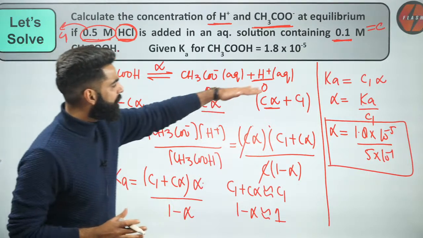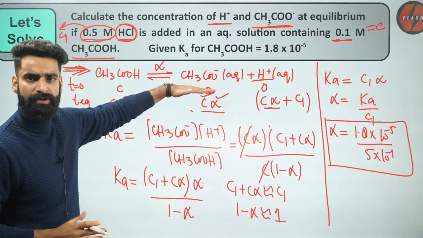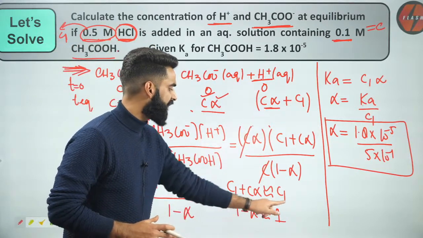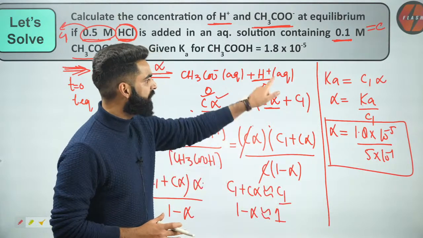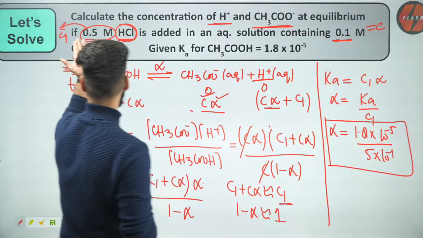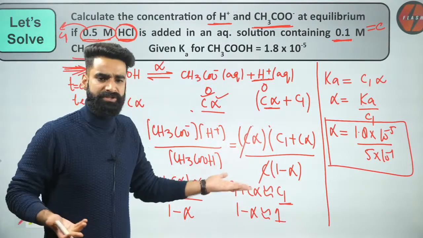See, I was supposed to calculate H positive concentration and CH3COO negative concentration. H positive concentration is C1 plus C alpha. But instead of C1 plus C alpha, I can only write C1. So whatever is going to be the H positive concentration, that is going to be equal to C1. And C1 value, you already have. C1 value is 0.5. So simply H positive concentration is 0.5.